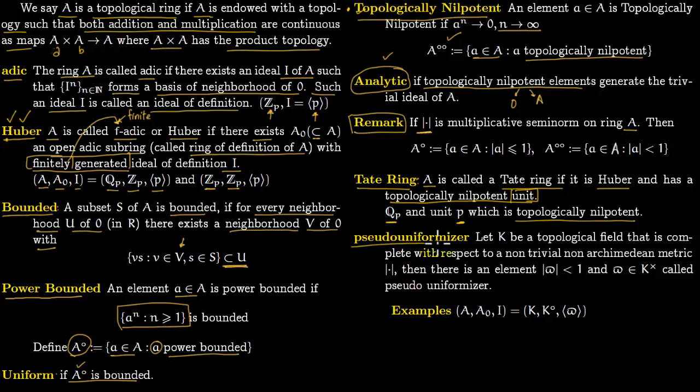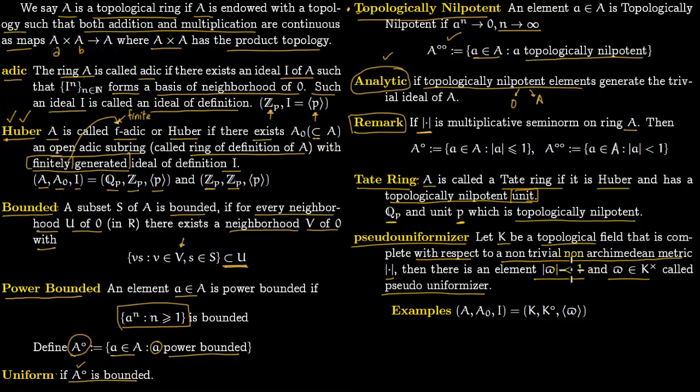Now we talk about the pseudo uniformizer. Let K be a topological field that is complete with respect to a non-trivial, non-Archimedean metric. Then K would have an element, this is varpi, whose seminorm is less than 1. This varpi lies in the units of K. This is called the pseudo uniformizer. So we have just said when a pseudo uniformizer would exist: you take a topological field with a non-trivial, non-Archimedean metric, then you will have a pseudo uniformizer.